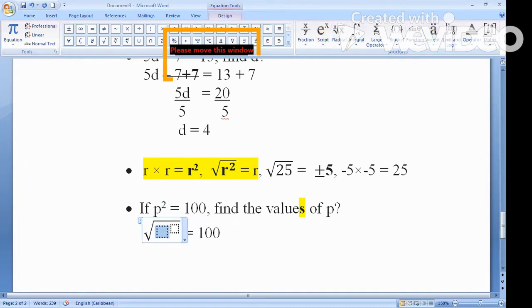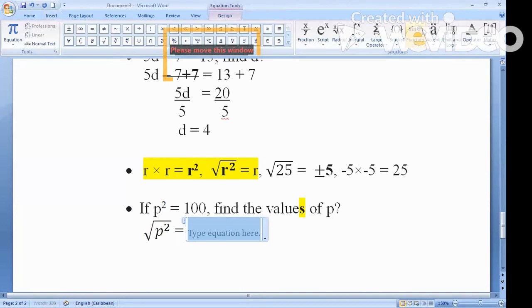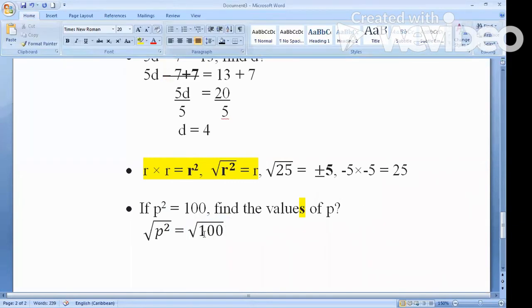So that's P squared. But guess what? Isn't this an equation? So whatever I do on the left, I have to do on the right. So if I square root the left, I have to square root the right. And then this is just P alone. Remember, when you find the square root of P squared, you get P.